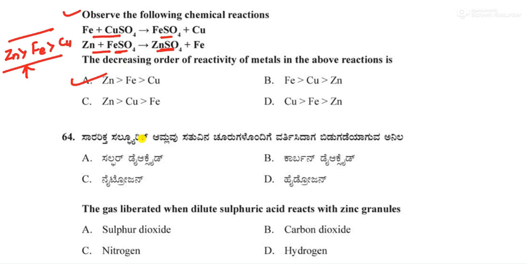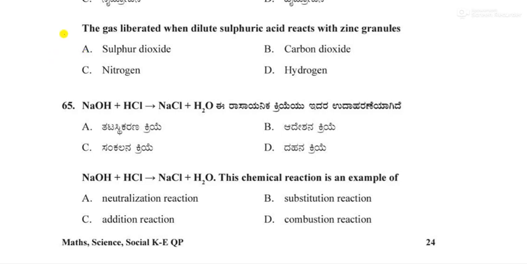Okay. Now moving to the next question. So this is our question number 64. The gas liberated when dilute sulfuric acid reacts with zinc granules is dash. So it is hydrogen. Remember, it is hydrogen. Option number D.